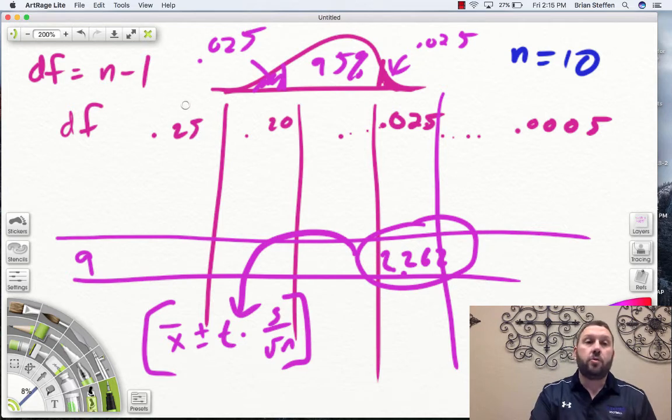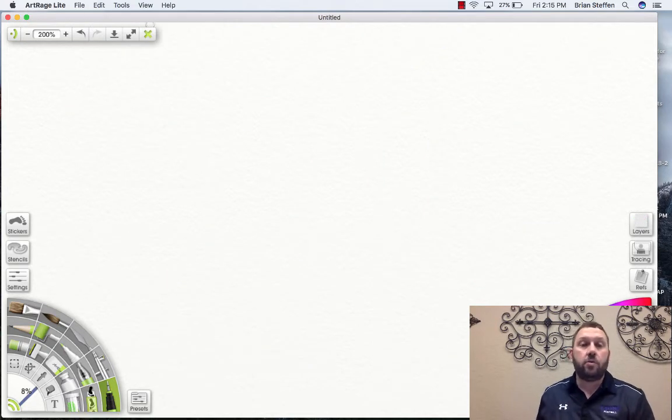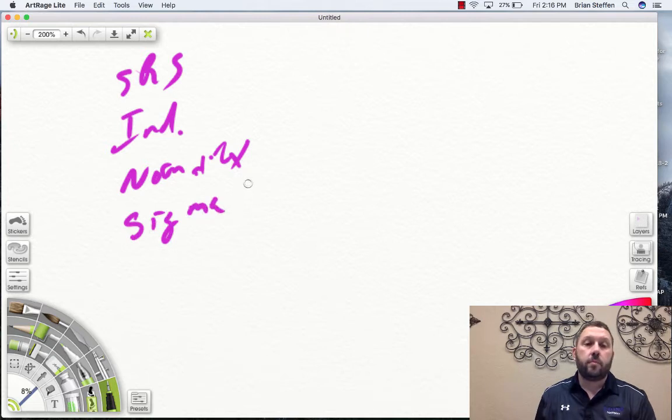So that gets us back to, with those conditions, the last condition that I typically have you do is after simple random sample and after independence and after normality, we have sigma. Is sigma known? All right, and this is only for x bar.